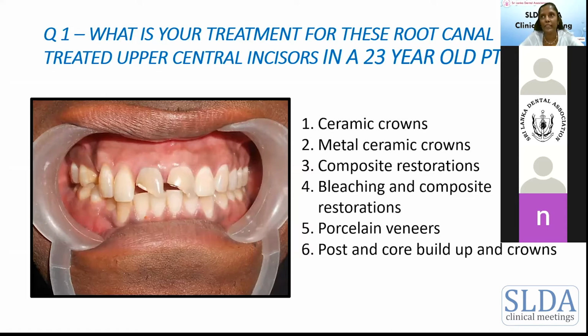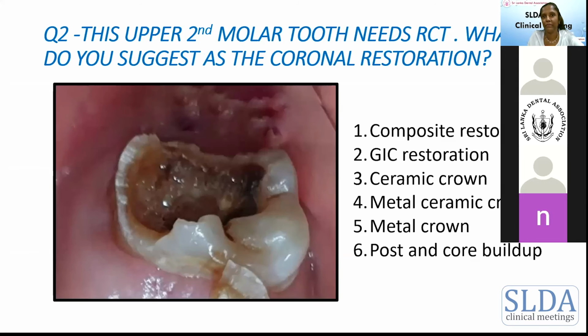Shall we move on to the second question? Okay. This is the second question. This upper second molar tooth needs root canal treatment. What do you suggest as the coronal restoration? Again, there are 6 answers. You can give your answer.